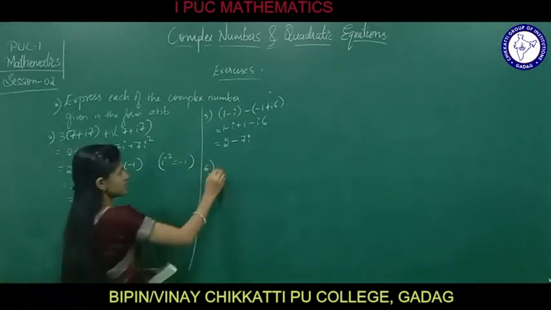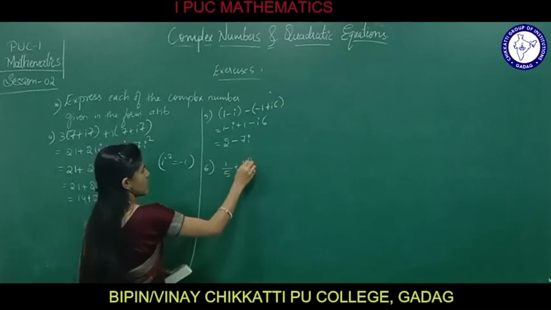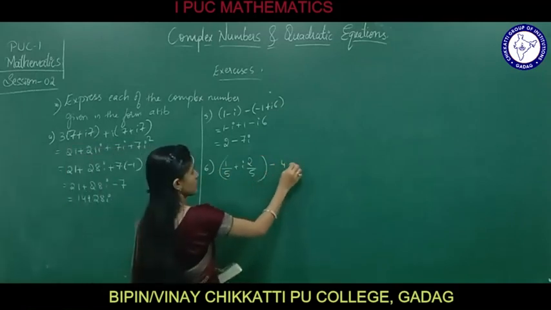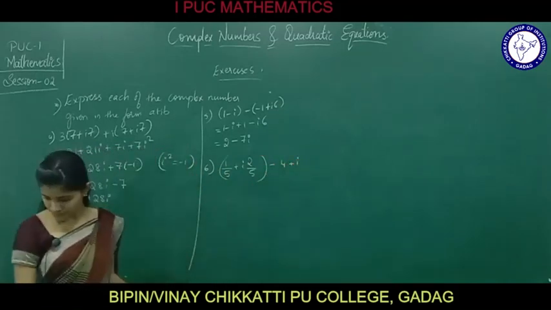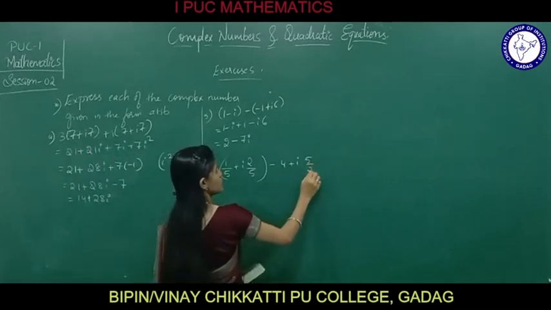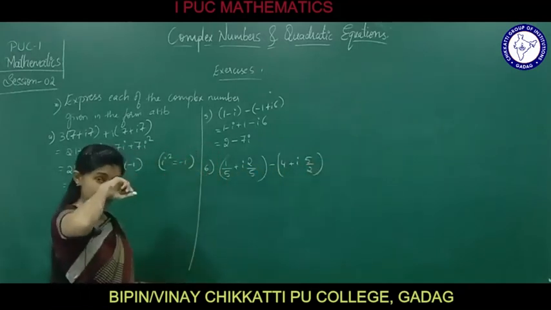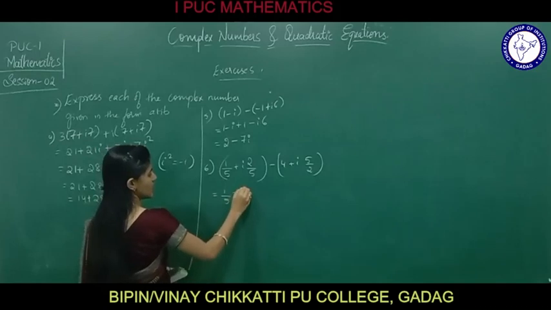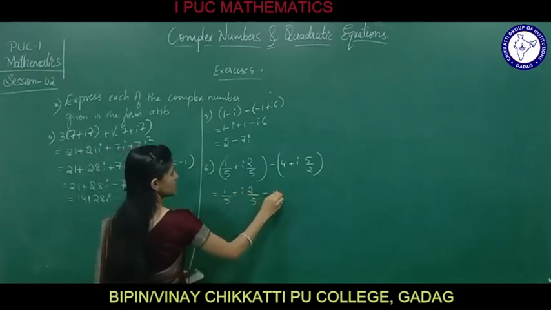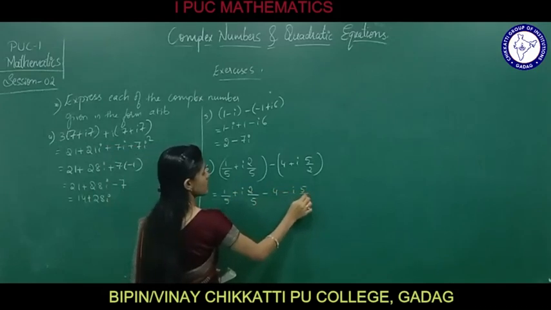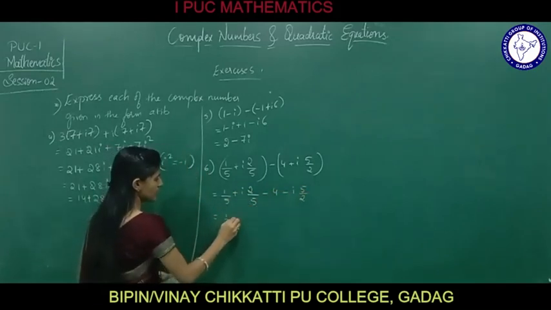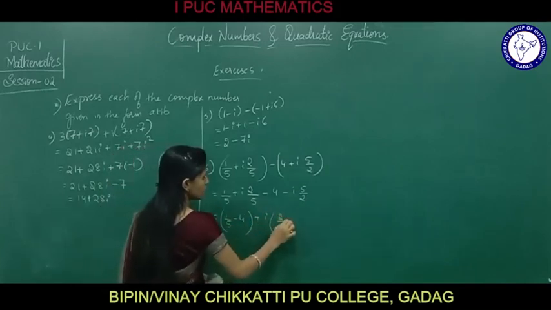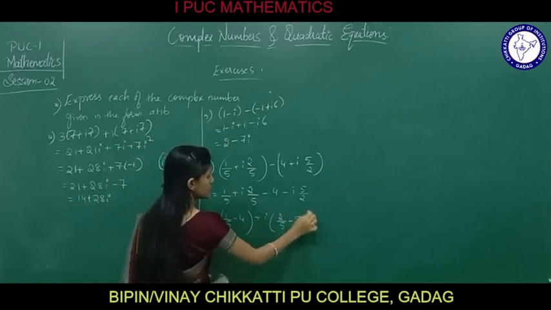1 by 5 plus i into 2 by 5, minus 4 plus i into 5 by 2. Let us separate the terms, that is the real part and the imaginary part. That is 1 by 5 plus i into 2 by 5 minus 4 minus i into 5 by 2. That is 1 by 5 minus 4 plus i into 2 by 5 minus 5 by 2.